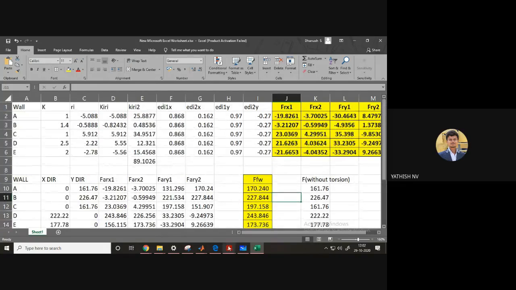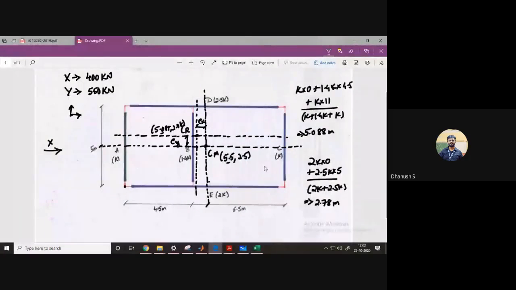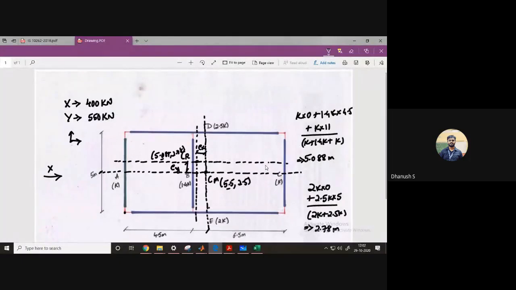No, sir. Yes. I'll quickly run through for everyone's benefit. So first, given a question, first find out your eccentricity values. How to find out eccentricity? Eccentricity is basically the distance from your center of mass to center of rigidity.